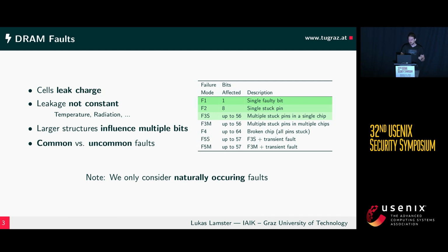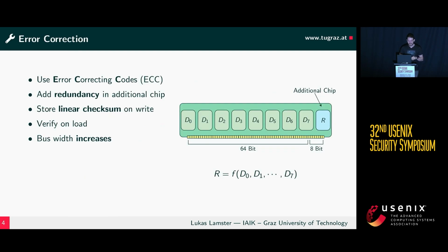Now, there are faults that are more common than others. The most common fault variant is the single bit fault. So one cell leaks too much charge, and the value we read from the cell is not the value that we actually store in it. Note, in our paper, we only consider naturally occurring bit faults, so we don't consider Rowhammer-induced bit faults. There's a similar paper that does that. It's called CSI Rowhammer. I was a co-author of that, so yeah.